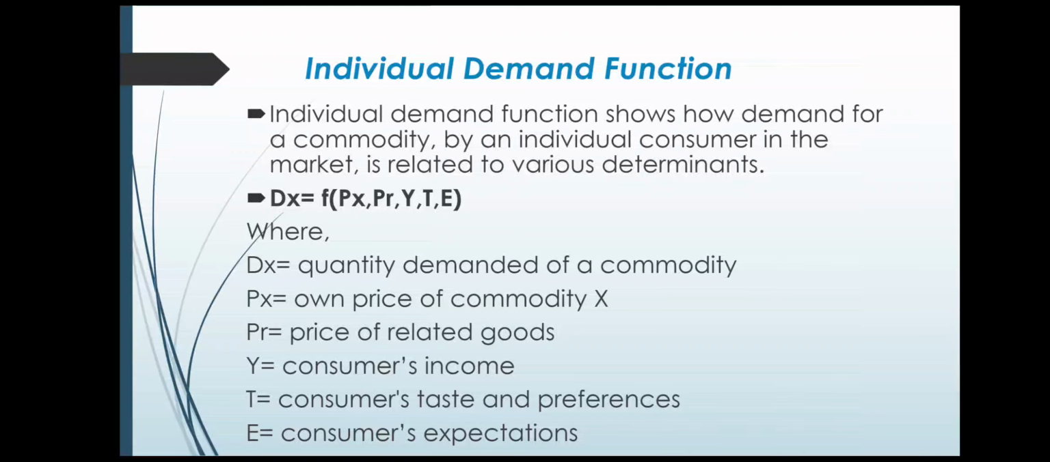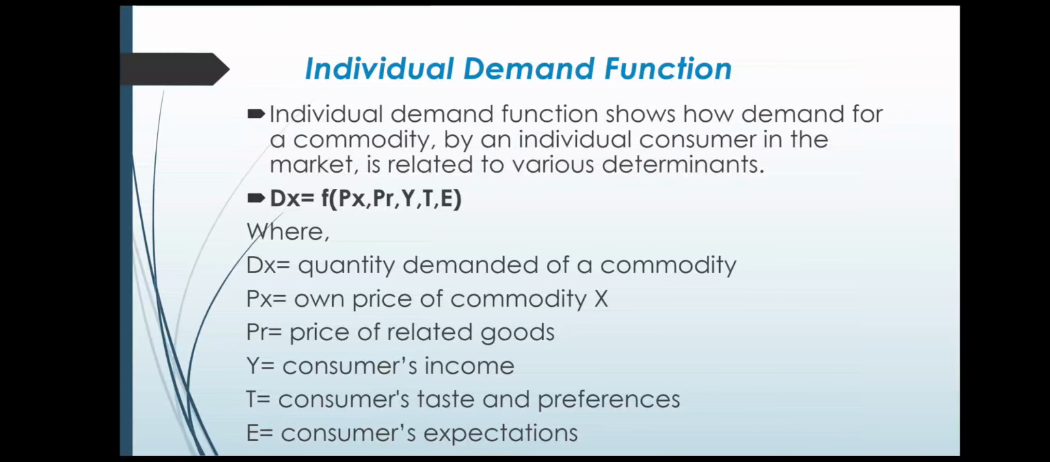Individual demand function shows how demand for a commodity by an individual consumer in the market is related to various determinants. So this demand function deals with demand for a commodity and the various determinants or the aspects on which that demand depends for an individual consumer. So all these determinants are related to individual consumers.